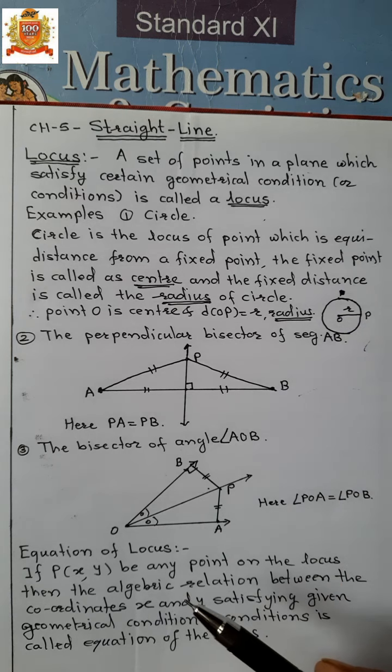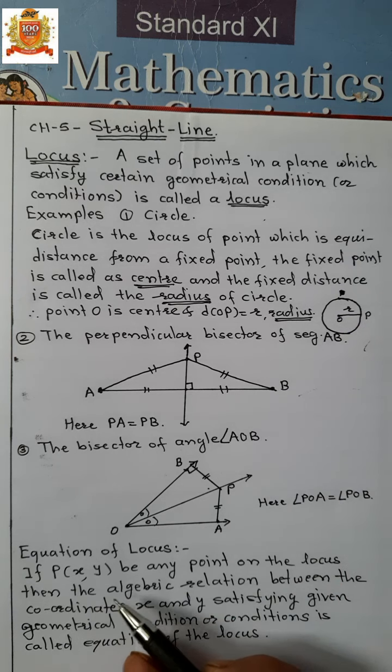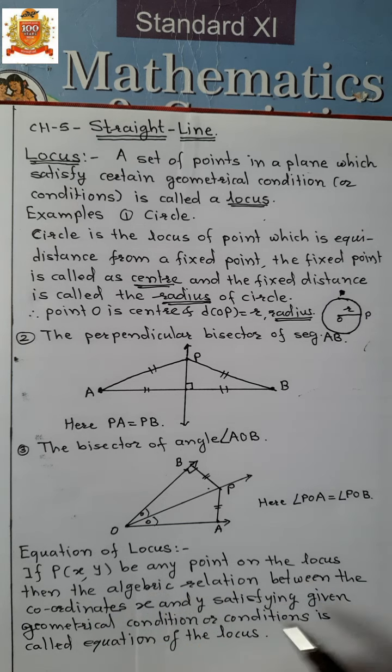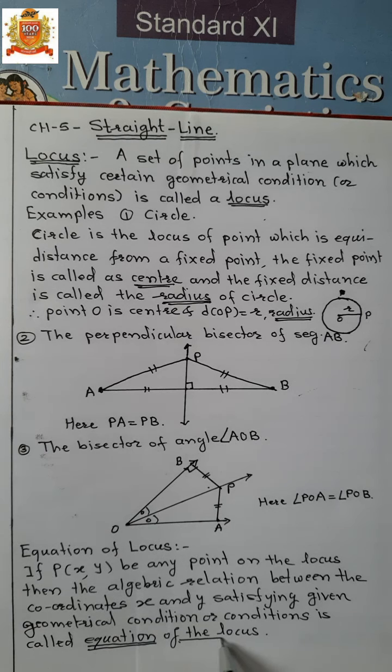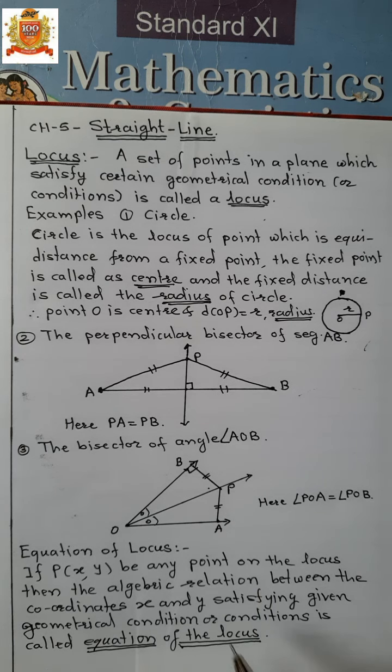Now let us see the equation of locus. If P is any point on the locus, then the algebraic relation between the coordinates x and y which satisfies the given geometrical condition or conditions is called the equation of locus. In this way we can define the equation of locus, but we can understand what is meant by equation of locus more conveniently by using an example, isn't it? So let us see the problem based on equation of locus.